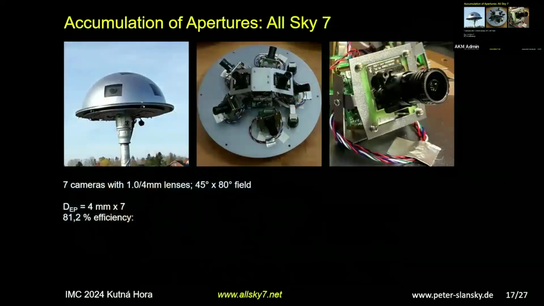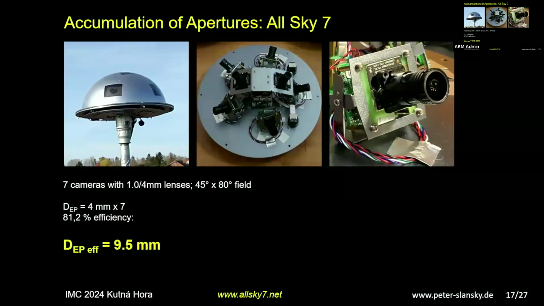And that's what All Sky 7 does as well. So I made a calculation about the effective aperture of All Sky 7, ignoring the 8th camera. These are the values that you find for that system. You have an overlap of only 81.2%. If you calculate the collecting area of the 7 cameras, reduce it by 81%, and then go back to the circle formula for the entrance pupil, you find 8.5 millimeters. That does not sound like much, but it's much better than the 4 millimeter aperture of the single camera.